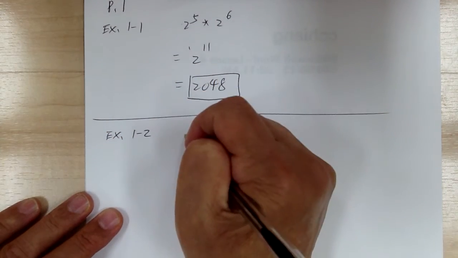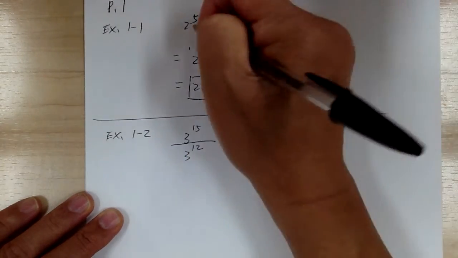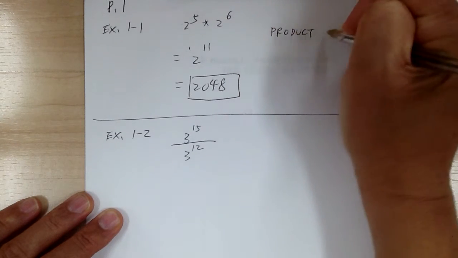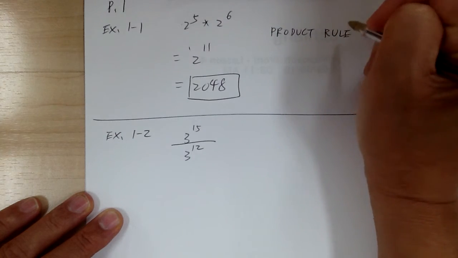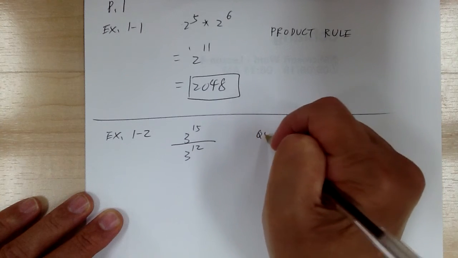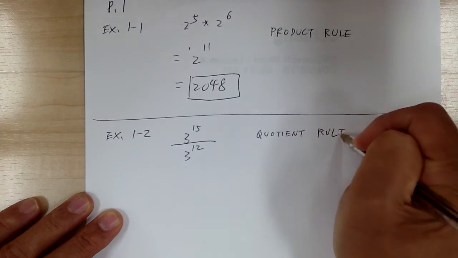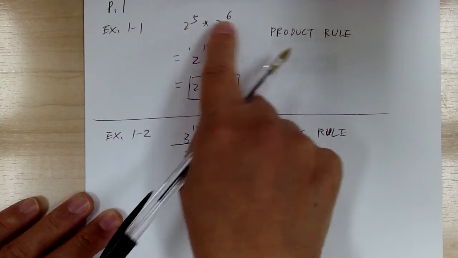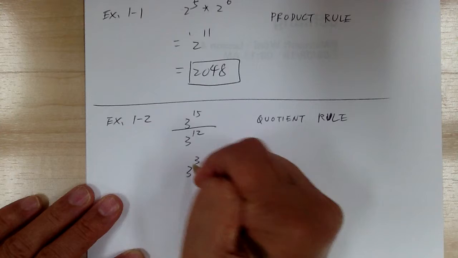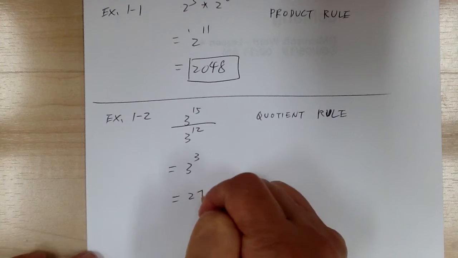This one, what is 3 to the 15 divided by 3 to the 12? When you have division, you use the quotient rule. So again, when you have a multiplication, you add. When you have division, you subtract. So 15 minus 12, you get 3. So this becomes 3 to the 3. And if you multiply out, you get 27.